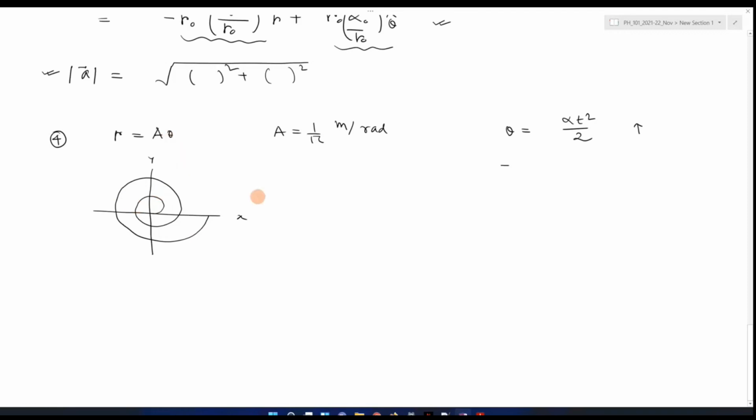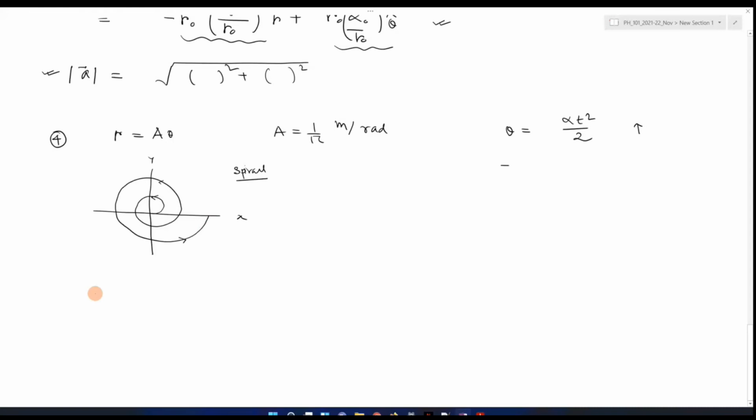So this motion is called what? What is this path? Circle, parabola, hyperbola? Spiral. Yes, it will have spiral movement. So qualitatively, you can understand, right? This particle will move like this. This radius will keep on increasing.